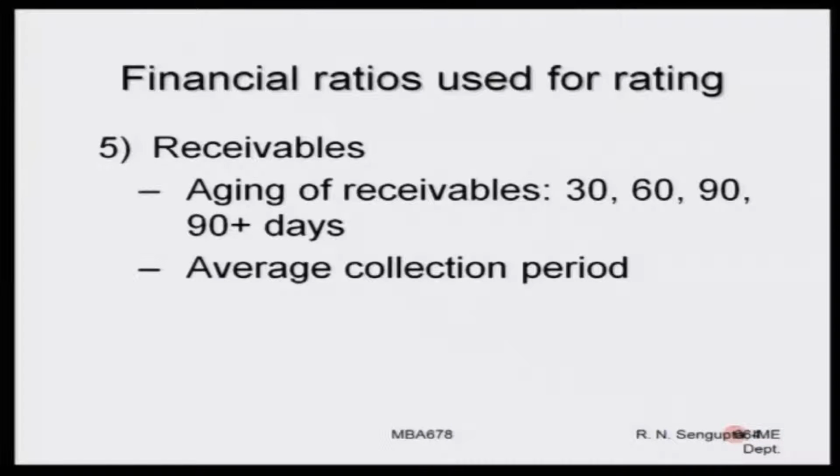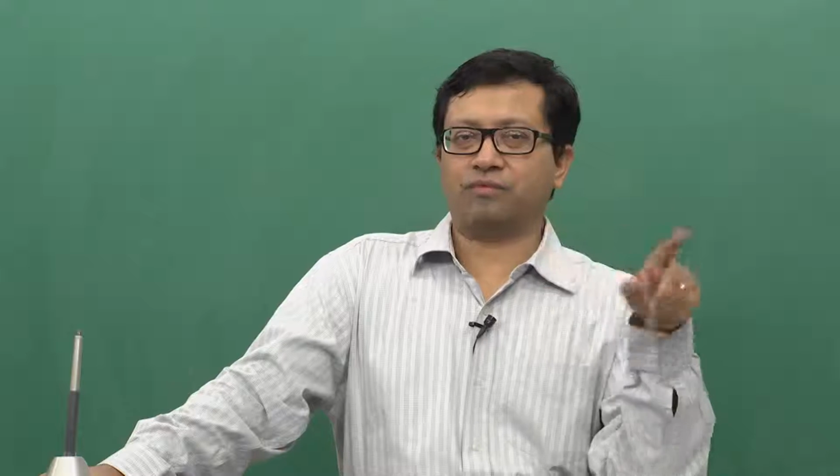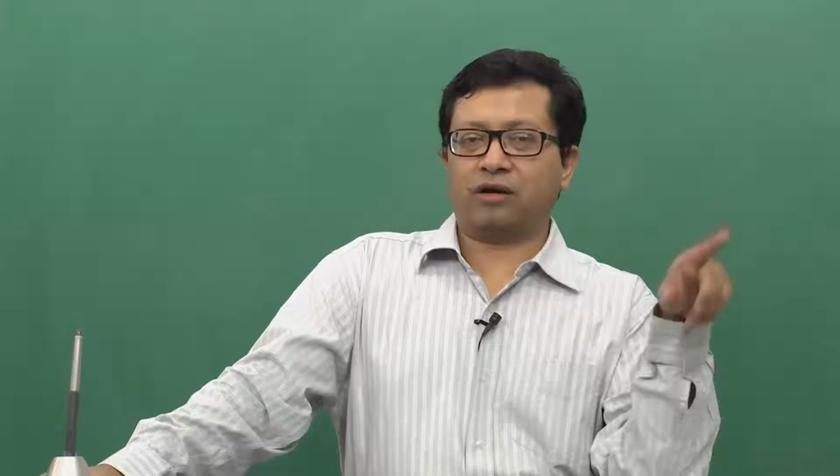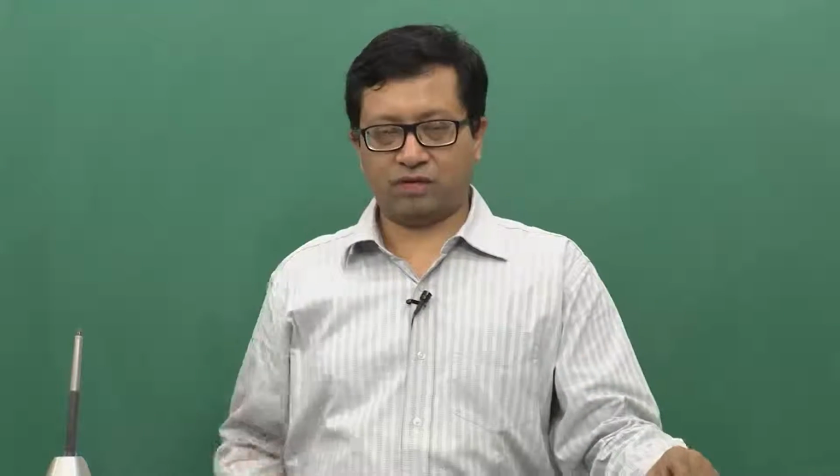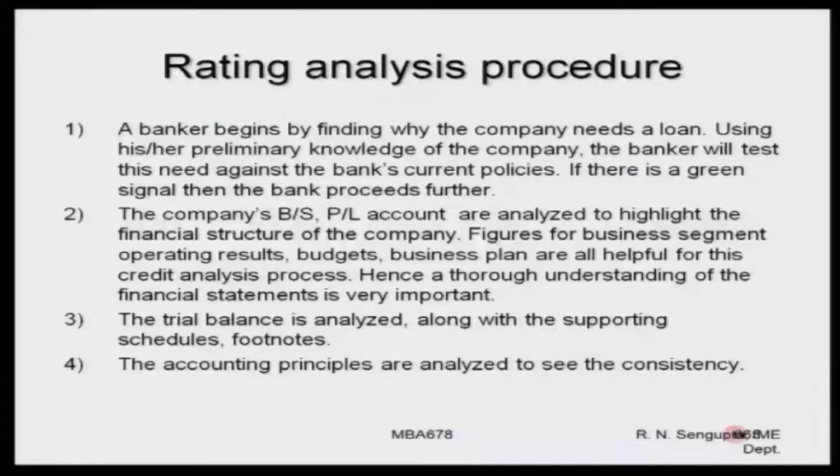Then you also try to find out what are the receivables, the aging of the receivables. This is how fast you get paid, is it 30 days, 60 days, 90 days or 90 plus days, where if the receivables are very late, obviously they become bad debts. What is the average collection period? This is what I was talking about, that on an average how quickly is the money rotated, completes a cycle. So, that is known as the average collection period. So, the rating agency proceeds basically in this way.